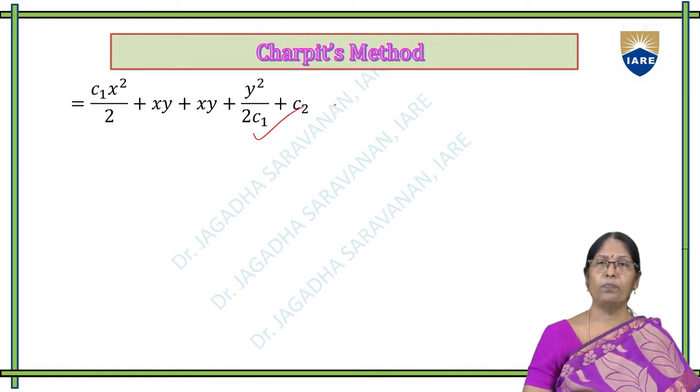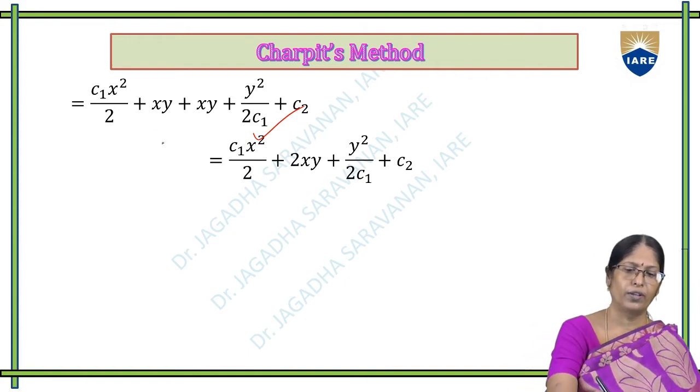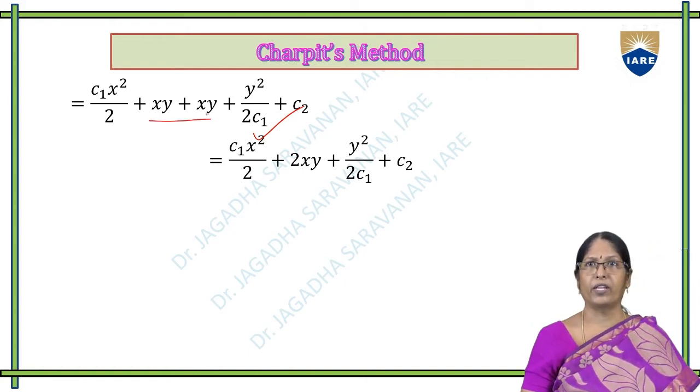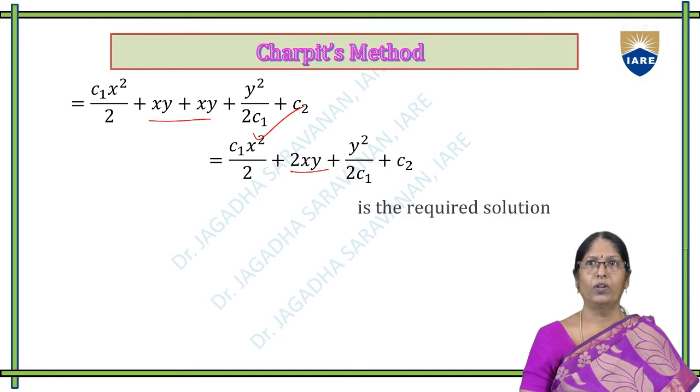So this is the step we just obtained. More simplification: the middle xy plus xy, we can write it as 2xy, and the remaining has no change at all. So this is the required solution for our given differential equation, that is C1 x square by 2 plus 2xy plus y square by 2 C1 plus C2.